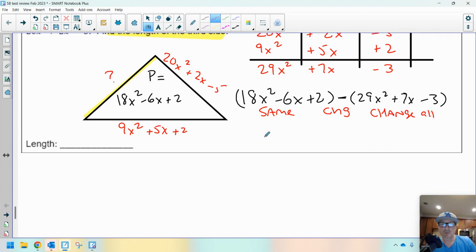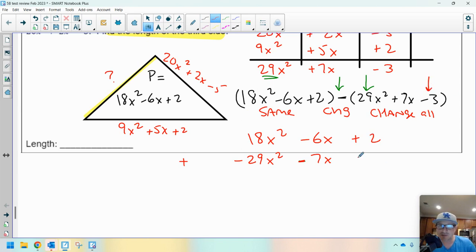All right. So we have 18x squared minus 6x plus 2. And we're going to add that to this 29, which is a minus 29 now, x squared. We had to change this sign. Okay, this sign is not negative. The negative is in the middle. This is a positive 29 that we had here. This 7x changes to a negative 7x. And this negative 3 changes to a positive 3.